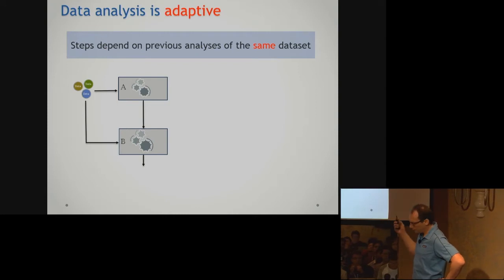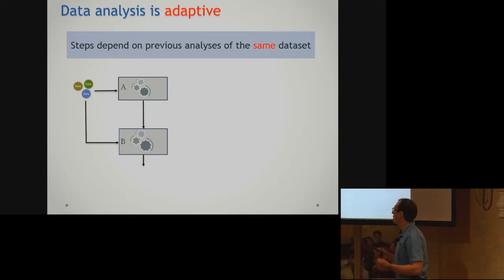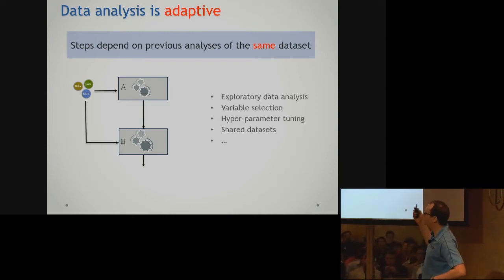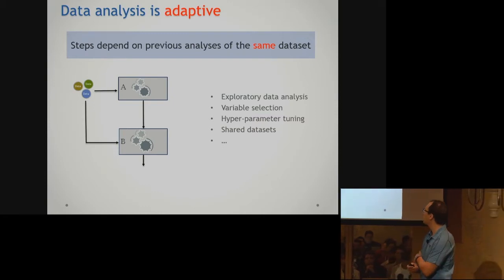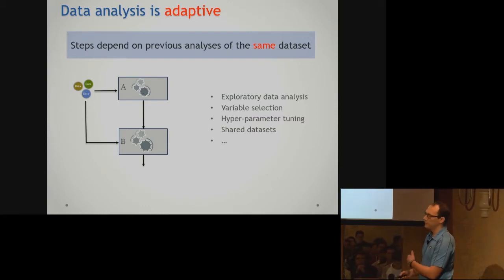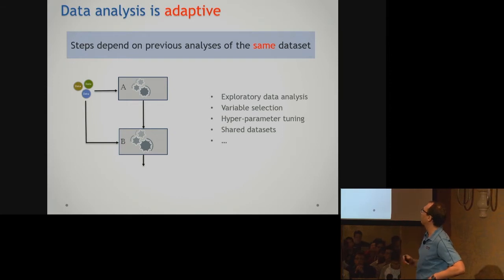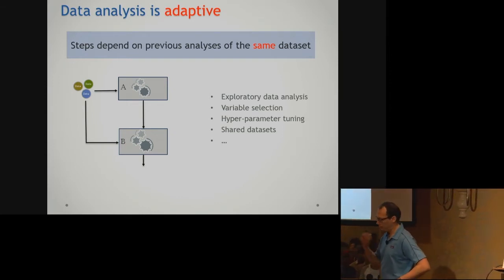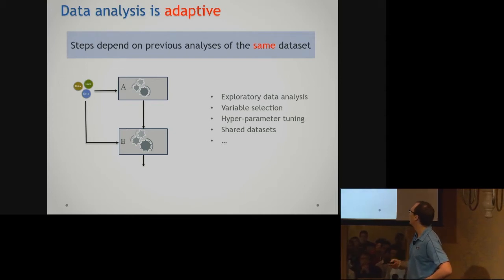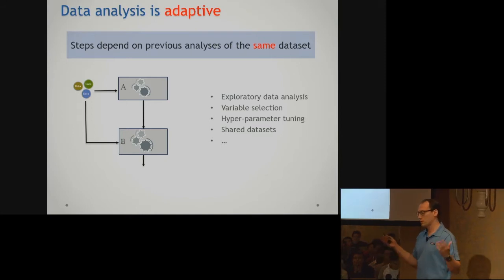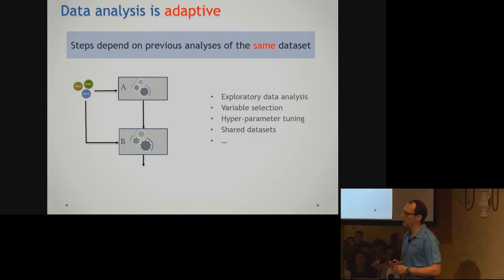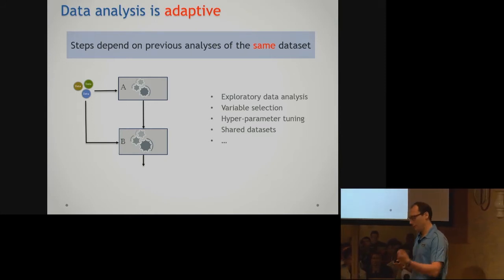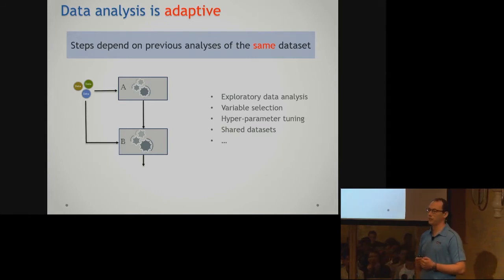There are many ways in which such situations can arise. For example, exploratory data analysis, when you first try to understand what's going on with the data. Variable selection routines basically have this structure. Hyperparameter tuning, when you end up reusing the same data many times. And shared data sets, when many groups use the same data set. Obviously, the next group learns from the things which have been done by the previous group.